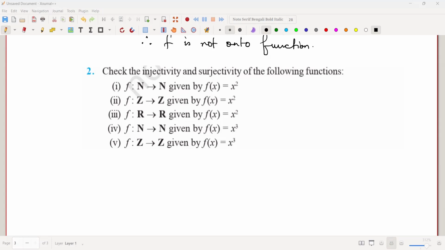So this is the box function, that is the greatest integer function. Prove that the greatest integer function f from R to R given by f(x) equals box x is neither one-one nor onto, where box x denotes the greatest integer less than or equal to x. Try it.